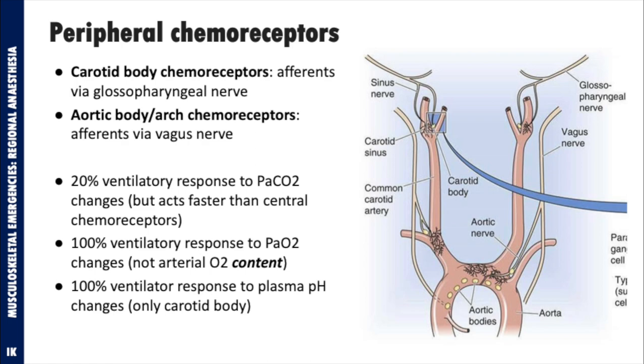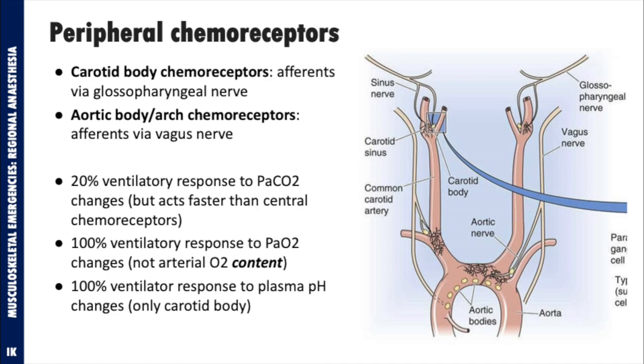So the peripheral chemoreceptors are in your carotid body and your arch, as I mentioned. So the carotid body uses the glossopharyngeal nerve. Your arch uses the vagus nerve. So peripheral chemoreceptors are responsible for 20% of CO2 change, but they act faster. 100% response to PaO2 change. But not content. So remember the oxygen content equation just now? If your PaO2 is normal, more than 60, but let's say SpO2 is low or hemoglobin is low, your chemoreceptors won't detect it. It only detects tension.